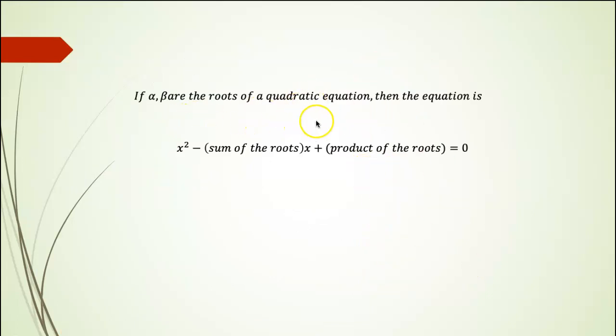We are basically making use of this fact. Now if alpha and beta are the roots of a quadratic equation, then how do you write the equation? x squared minus sum of the roots into x plus product of the roots equal to 0. So now we will be solving problems based on this topic.